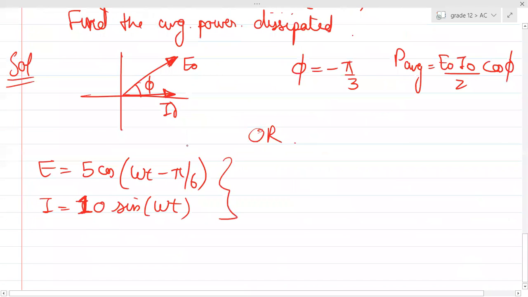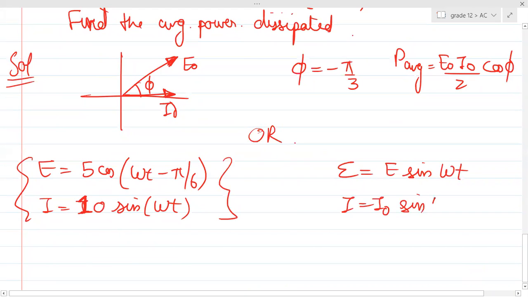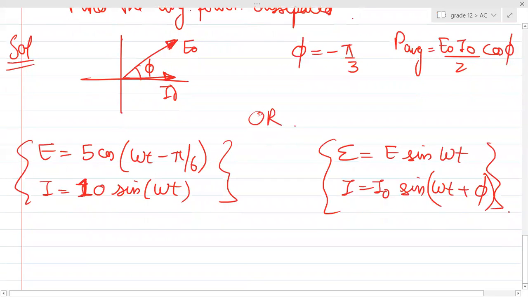Are you aware of this format? Do you like this format which we learned? E equals E naught sine omega t and I equals I naught sine omega t plus pi, right? Which format do you love? Do you love this random format or do you love this standard one? Standard one. So then standard. Look, standard. Now I'm teaching one thing.